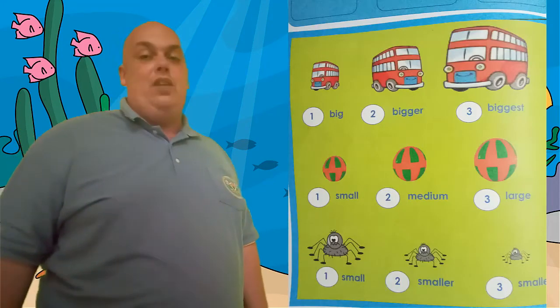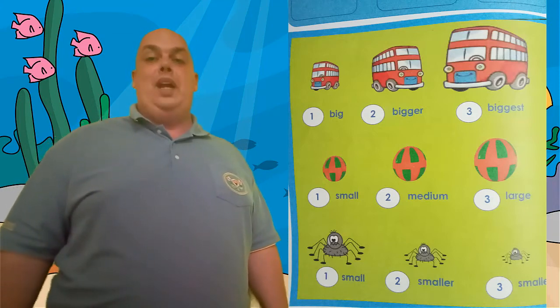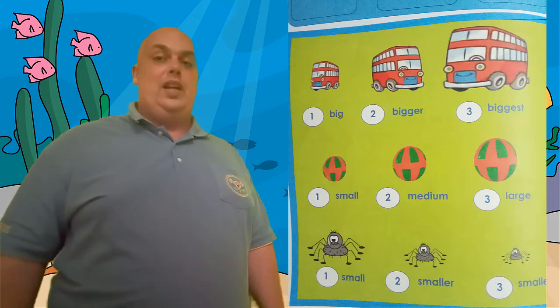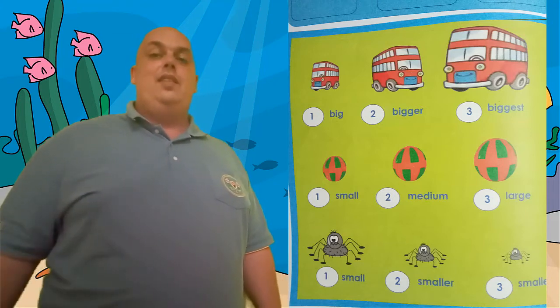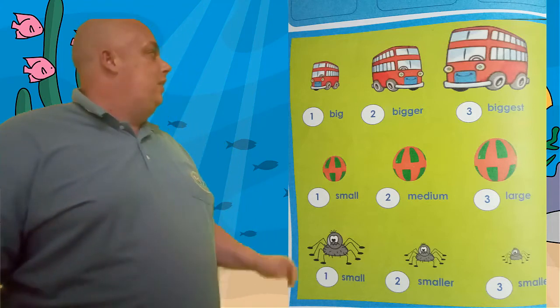Okay, so let's have a look at the first page over here. This is page 56. So everybody open your book on page 56. Now you don't need anything else but your book right now. You don't need a pencil, you don't need a color, nothing. Just listen and repeat.